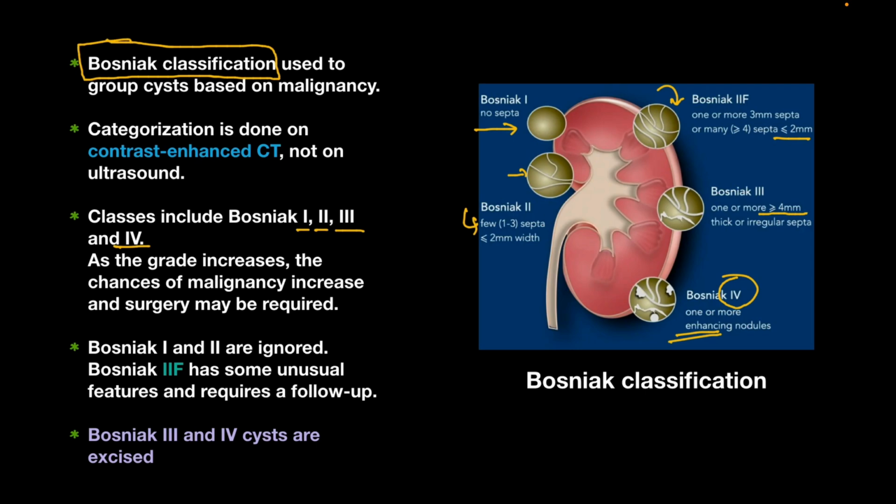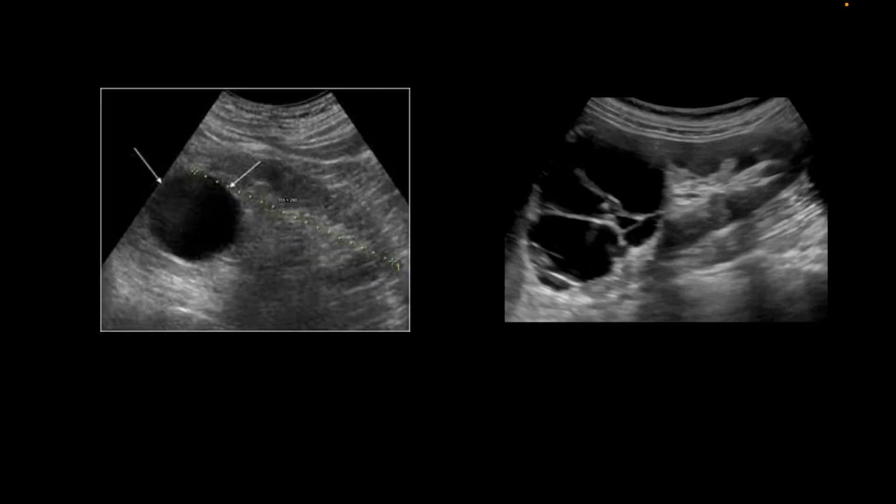So Bosniak 1 and 2 are ignored, but Bosniak 2F has some unusual features and requires a follow-up. Bosniak 3 and 4 are planned to be excised. So this is the classification. Now look over here. Can you see, this is the ultrasonographic image of a kidney. Now this is the simple cyst and here you can see that.